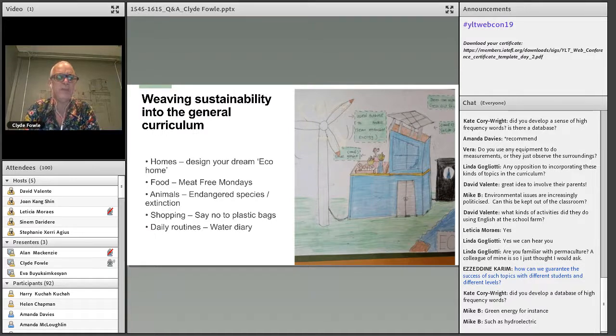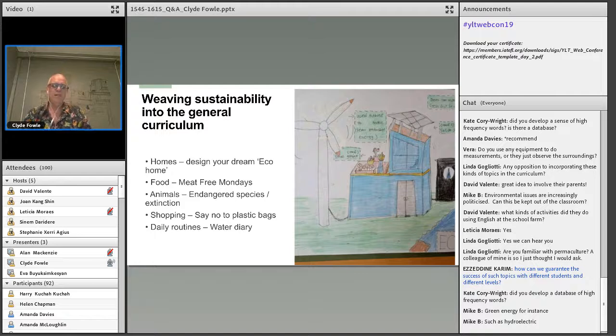Are there any other questions that I've missed? We've got a question from Kate, Clyde, and she's asking, did you develop a database of high-frequency words? So in terms of language and vocabulary around the topic, were you able to develop a database of useful vocabulary for the topic for the age range?